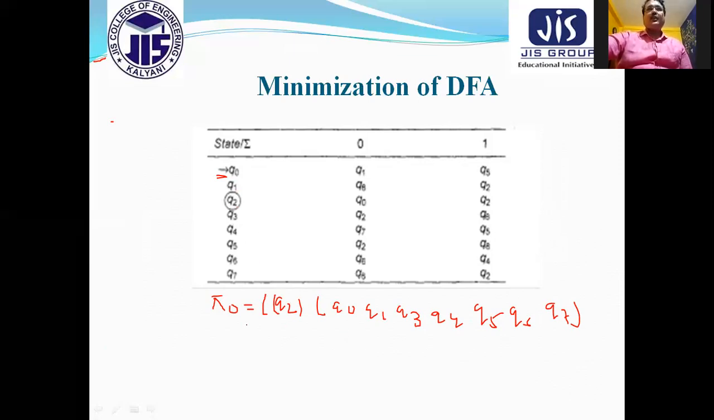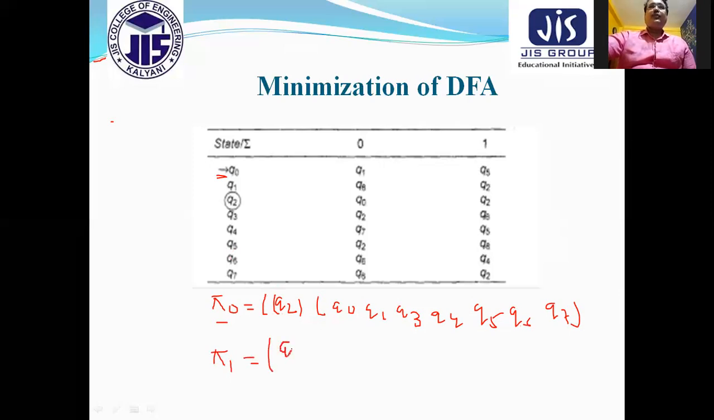Okay, so this is the meaning of pi 0. Keep in mind, suppose there are two final states, like Q2 and Q5, then they will come to one set and the remaining ones to the other set. Okay, so this is the way to design pi 0. Now go for pi 1. When we go for pi 1, we have to compare equivalence.